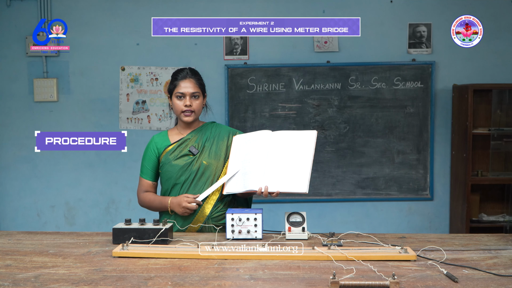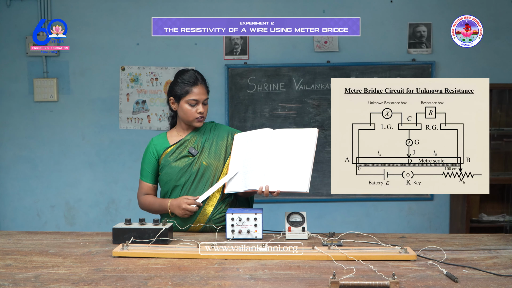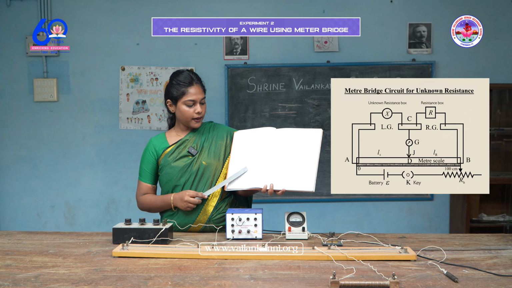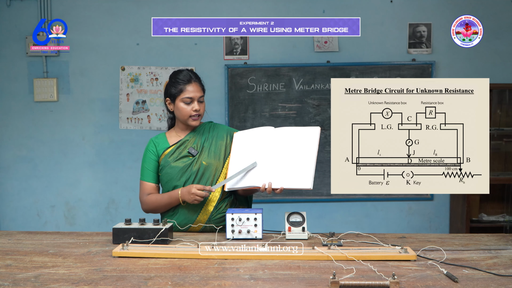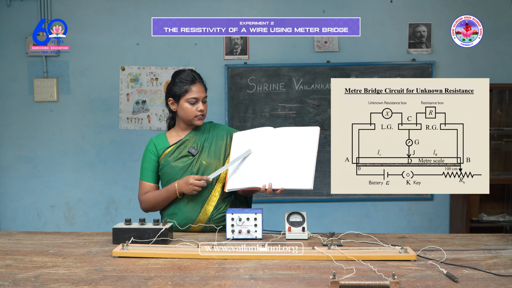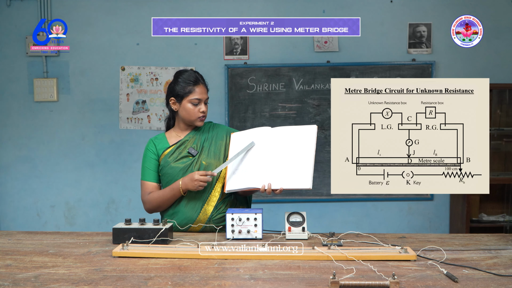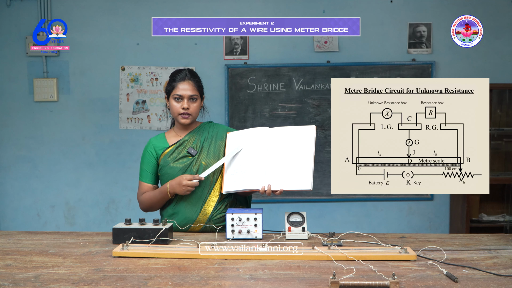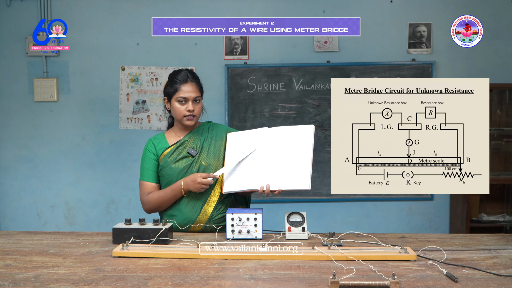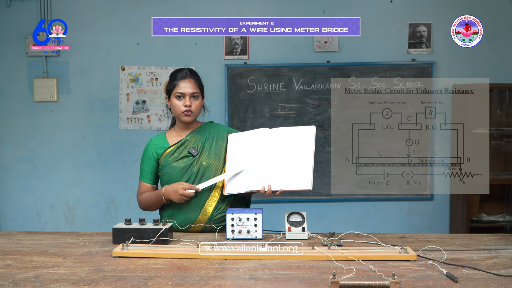So this is the circuit diagram for the resistivity experiment using the meter bridge. First, from the A side of the meter bridge, the battery is connected. Then the battery is connected to the key and it is again connected to the B of the meter bridge. And another side of the meter bridge is connected to the galvanometer and it is directly connected to the other side of the meter bridge. Here we have two gaps in the meter bridge. In one gap we attach the resistance box and in the other gap we attach the unknown resistance. So this is the circuit connection for the meter bridge.